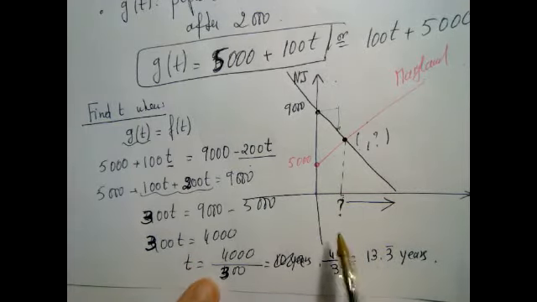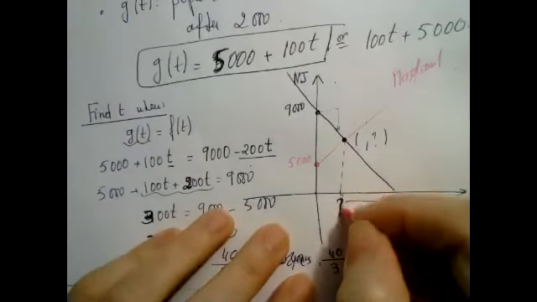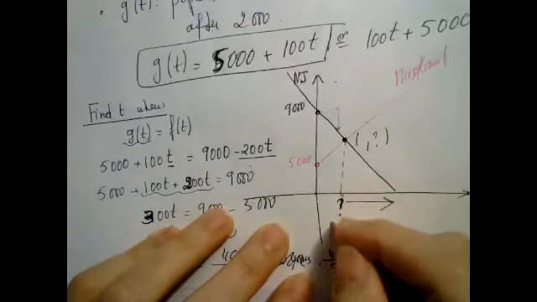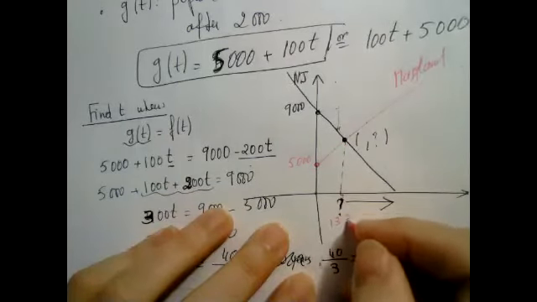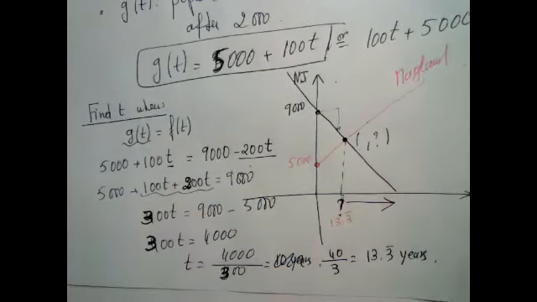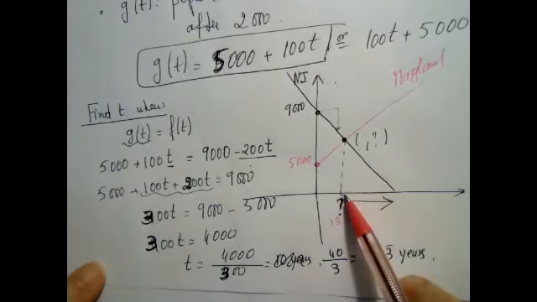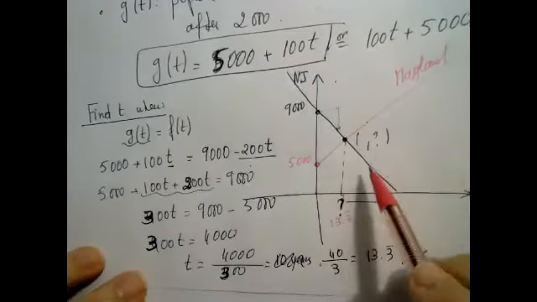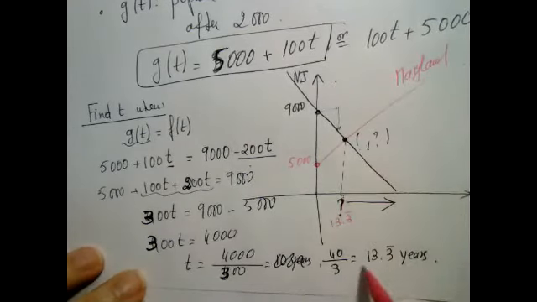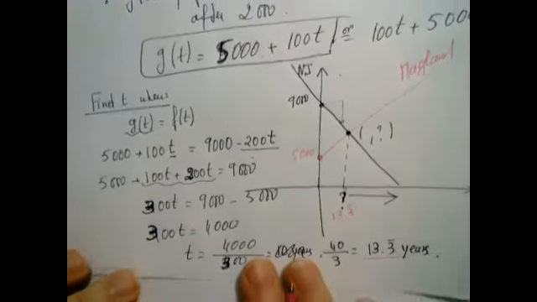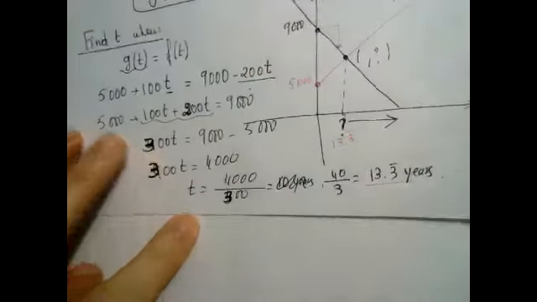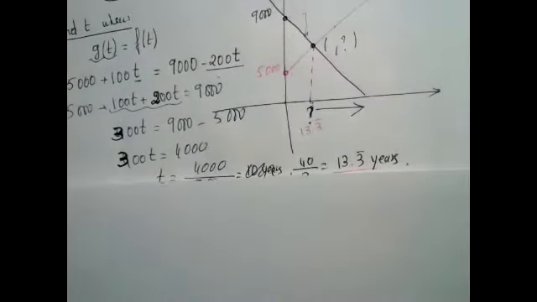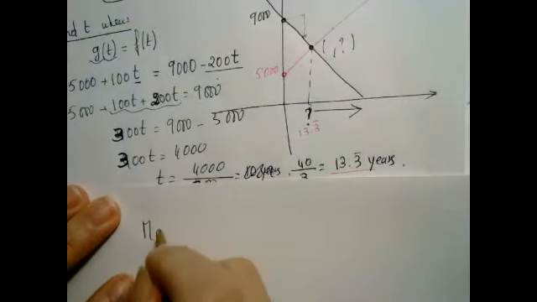Okay, so what's happening then? It means after 13 years, a little bit over, so this is basically 13.3 repeating. It means after that much time, they have the same number of people. So Maryland will have more people when T is larger than that.